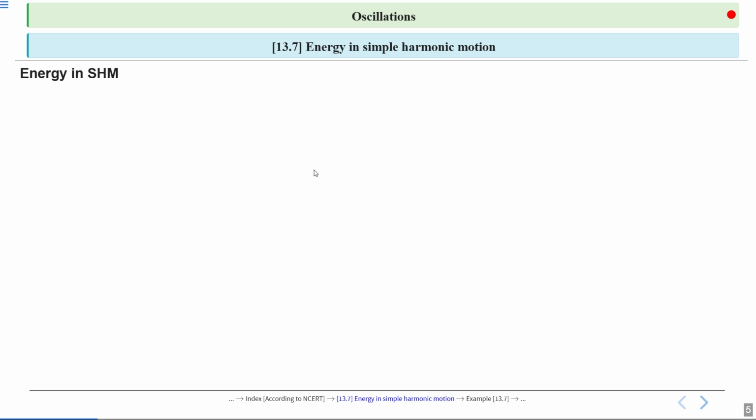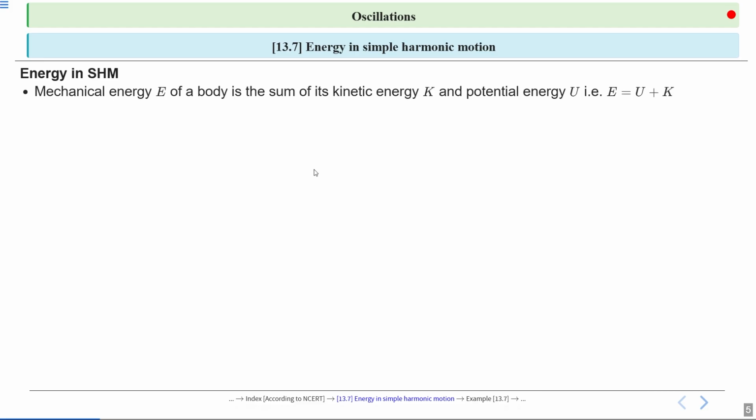13.7 energy in simple harmonic motion. We are going to discuss energy in simple harmonic motion or SHM. The total mechanical energy E of a body is the sum of its kinetic energy K and its potential energy U. So E equal to U plus K.